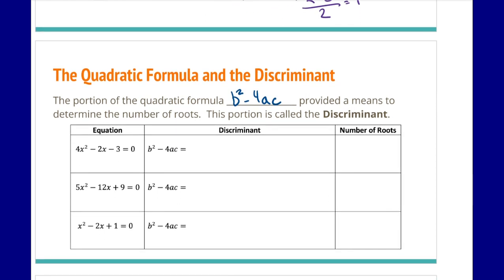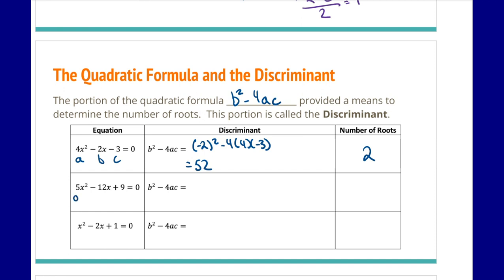So if I look back at the first example, I look at my a, b, and c values. If I look at just the discriminant, so the b squared minus 4ac, negative 2 squared minus 4 times negative 3, this gave me an answer of 52. And I had two roots, or two x-intercepts.